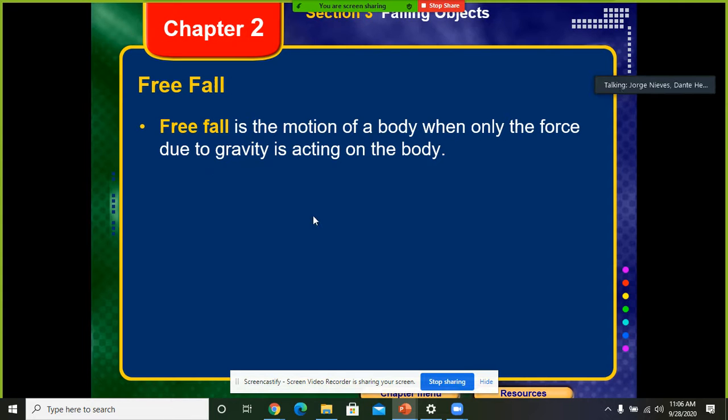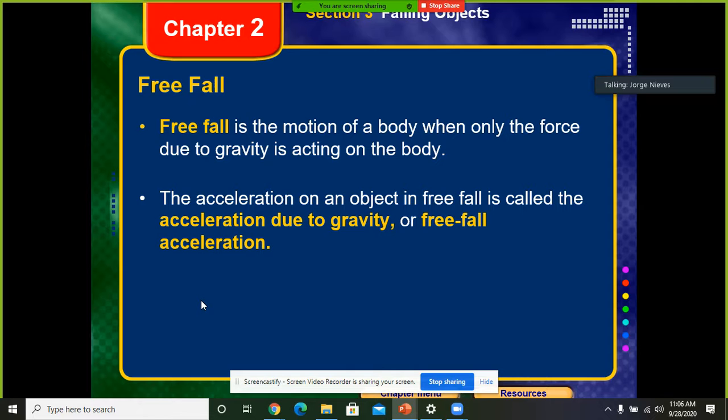So basically, when we're talking about free fall, we're talking about something falling and the only force that is going to act on the body is the gravity, okay? So no other force is acting on the body, okay? The acceleration of an object in free fall is called the acceleration due to gravity or free fall acceleration, okay? We're going to see that this is a number given, okay?